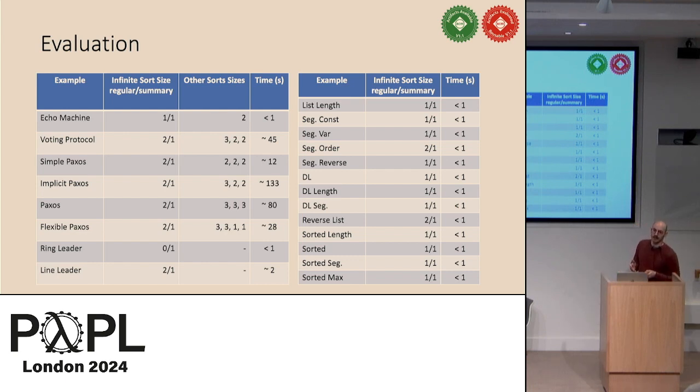We have 21 examples. We can see that for the linked list examples, which are fairly simple, there's only one sort, FAST finds an infinite model in less than 1 second. And for the distributed protocol examples, which are a bit more complex and involve more sorts and more relations and more functions, it takes more time, but still the slowest is just over 2 minutes, and the average is well below 1 minute.